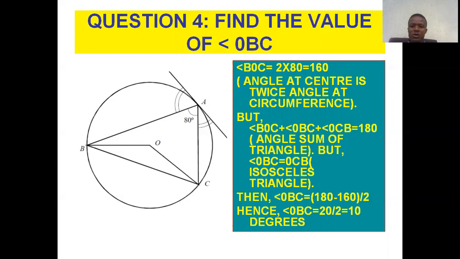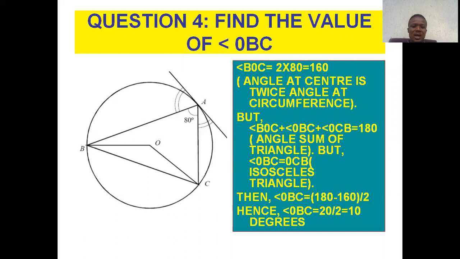But angle BOC plus angle OBC plus angle OCB is 180 degrees. This is just the sum of angles of the triangle. Then again, you find out that line OB and line OC are equal. They are the radius of the circle. OB and OC are radius of the circle because they are moving from center to the circumference. Always be able to detect a radius when you see them.